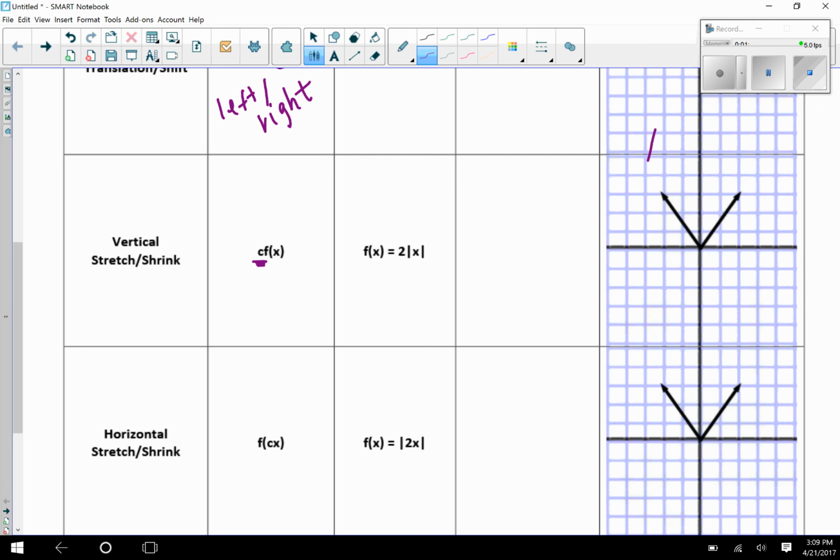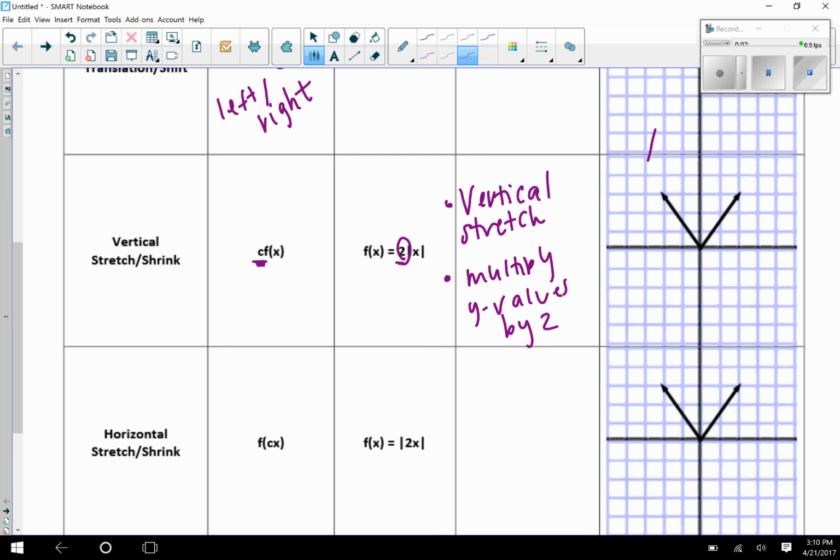Next one, if we want a vertical stretch and a vertical shrink, that's when you're going to have a number outside, so in the front of your function. So for instance, like 2 times the absolute value of x says there's going to be a vertical stretch. And in order to take care of that, you're going to multiply the y values by whatever that number is. So in this case, it's 2. And an easy way for us to remember that is you see that that number is outside of the function, so you're just multiplying by that number.